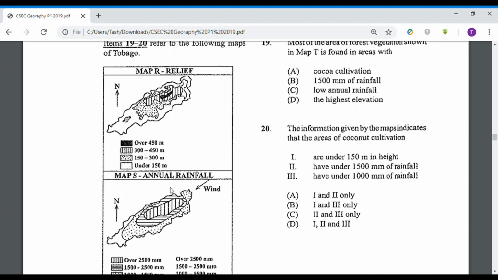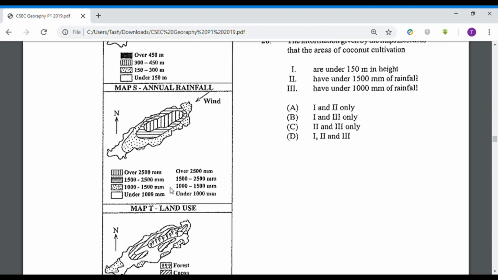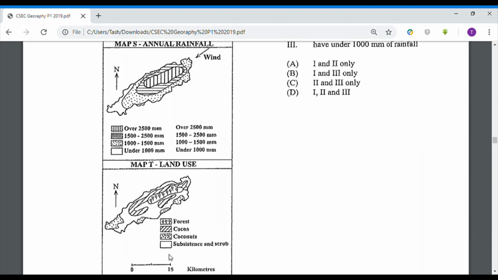For number 20, the information given by the maps indicate that the areas of coconut cultivation are 1. Under 150 meters in height. Let us check that one first. So the area given by the maps indicates that the area of coconut cultivation, let's find the coconuts. So the coconuts would have been the dotted areas on the outskirts here.